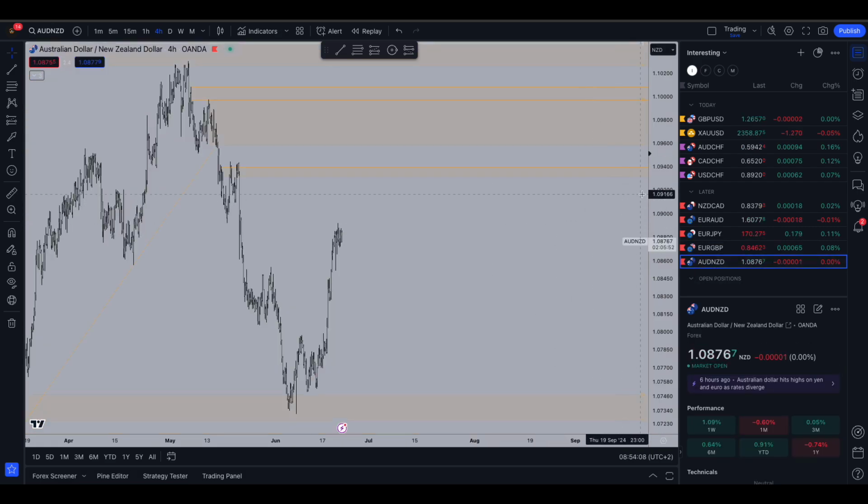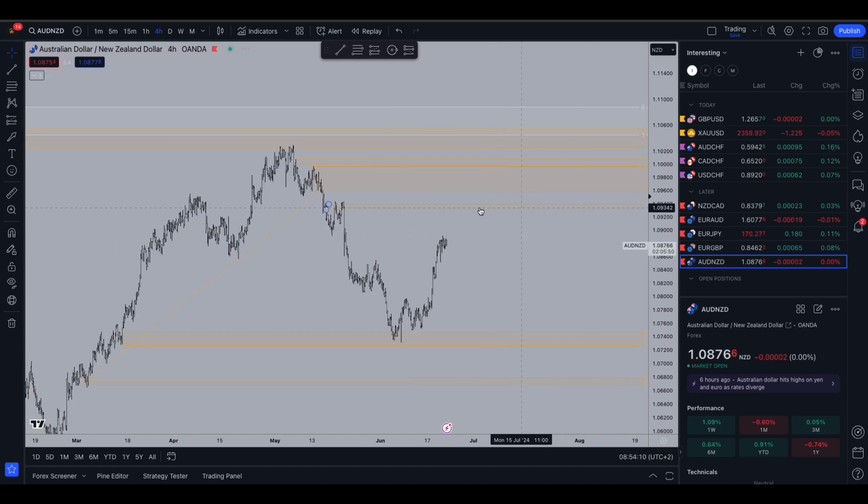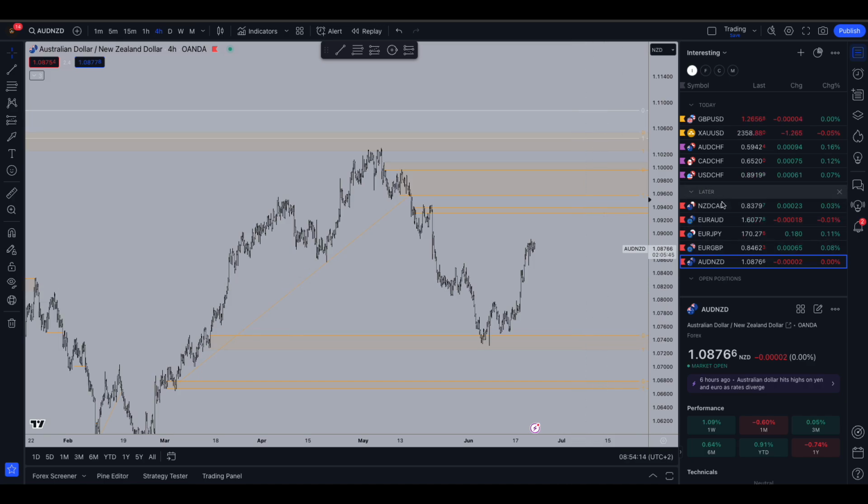And lastly, we have AUD NZD, not really interesting for now, but we got a daily supply zone in there. For now, it's on the later watch list. So that's basically how I do multiple time frame analysis, how I do multiple currency analysis, and how you can use everything to get a bias for the market, a bias for your trades.